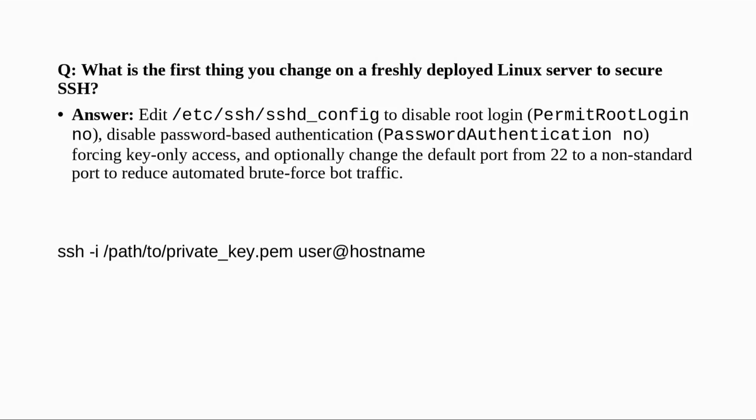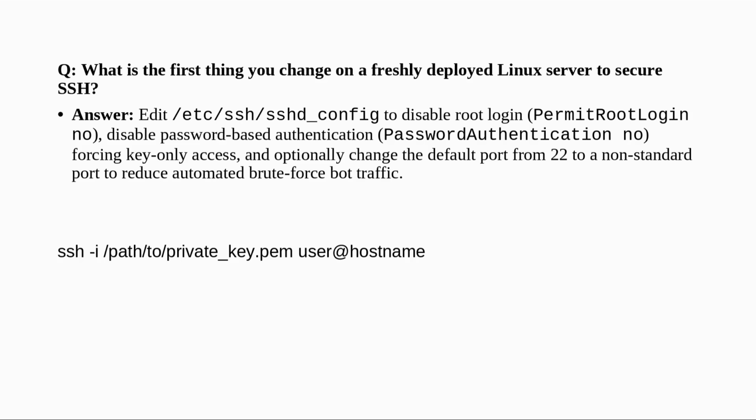What is the first thing you change on a freshly deployed Linux server to secure it? First, we have to edit /etc/ssh/sshd_config, to disable root login, which is PermitRootLogin. We don't want that, because if we allow it, root can log in directly, so we have to disable it. Another is to disable password authentication. We don't want password-based authentication. We have to force key-only access, which is SSH key generation.